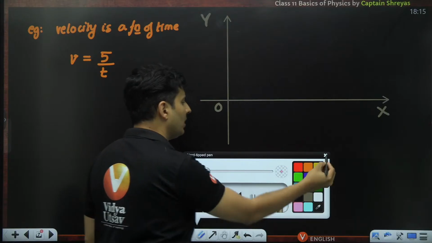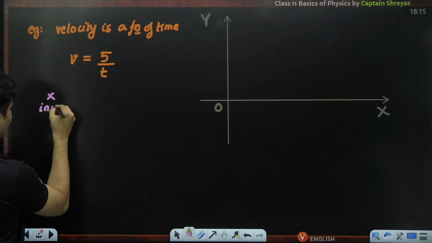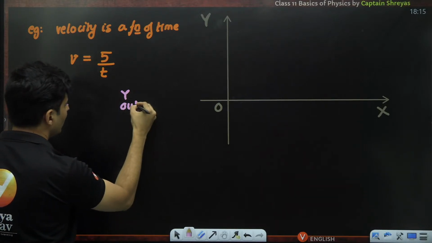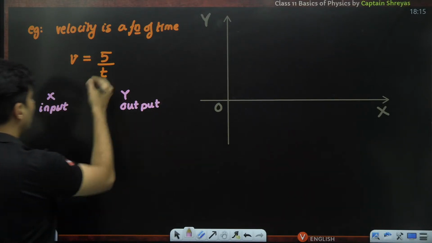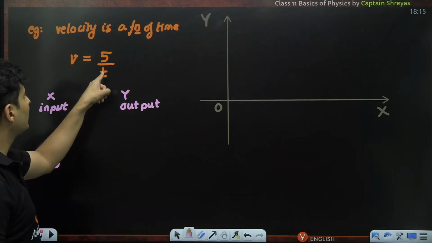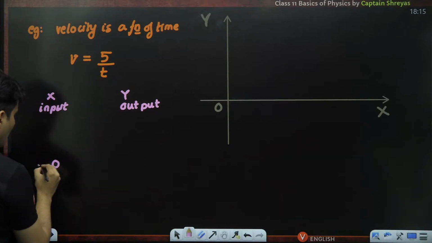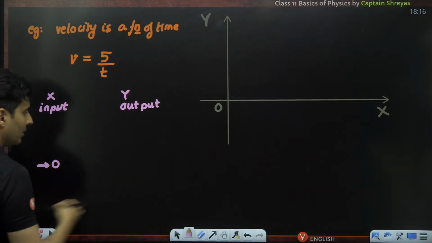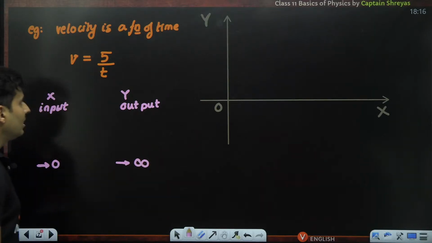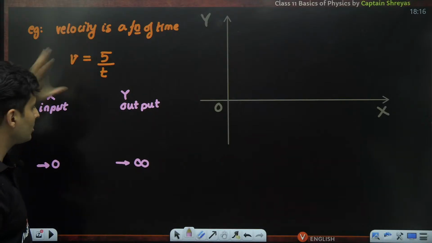Well, let me put it in table form. So that will be very, very clear. So this x is your input. This y is basically your output. So I'll take some values. Let's say 0. If I put x as 0, this becomes infinitely large. Basically, I can't put 0. I can put close to 0. So tending to 0, it becomes infinitely large, right? Because if this denominator is very small, the whole ratio becomes huge.